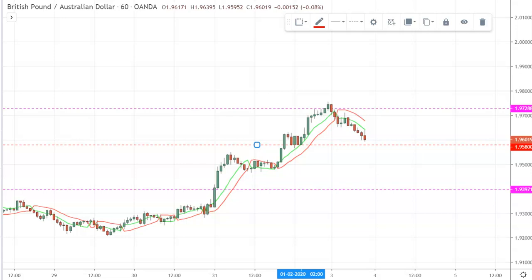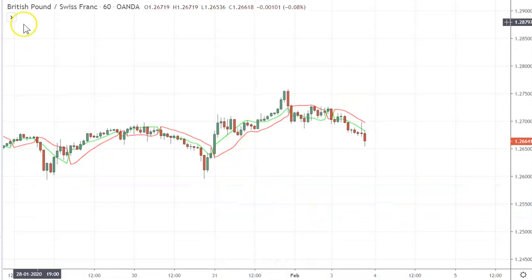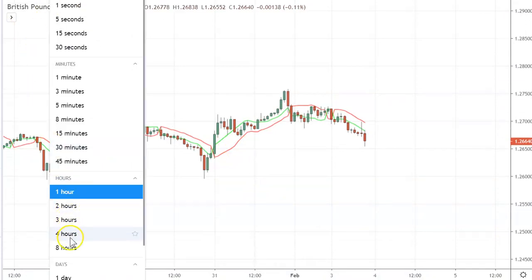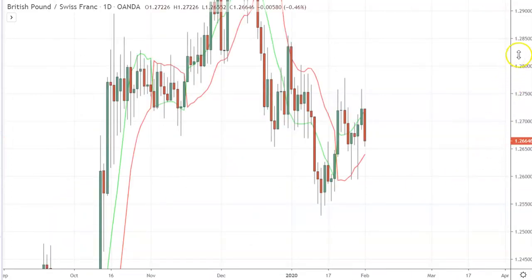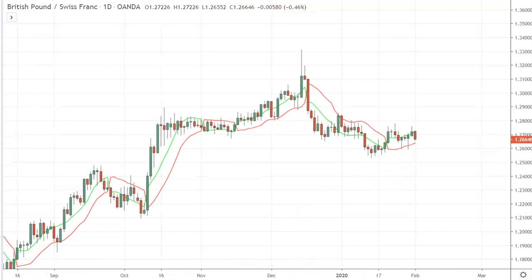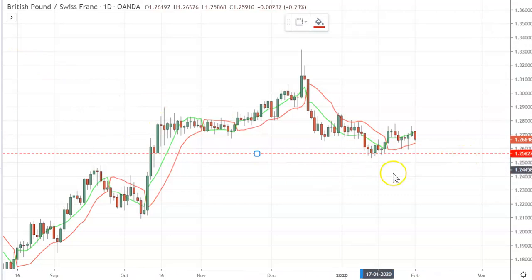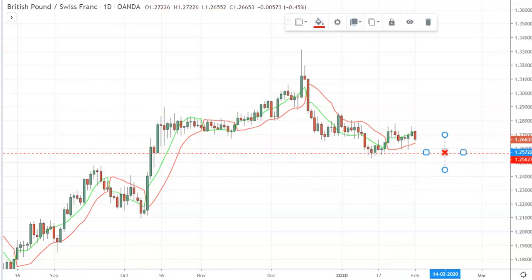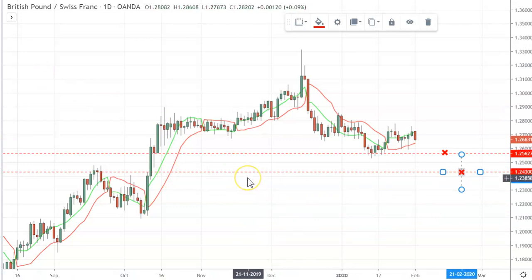But I am very interested. My pick would be the Pound Swissy. And the big question is, are we at the lows? I very much doubt it, but if we can come down into here, there's my first potential buy. If we're going to go lower, bearing in mind how strong the Swiss is, I would wait. All I'm waiting for is a bullish candle.